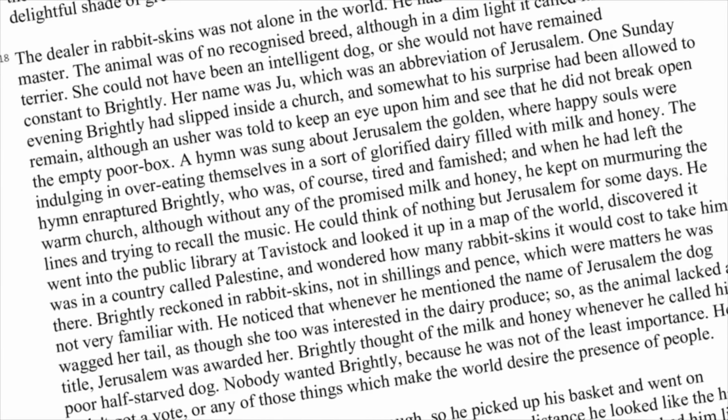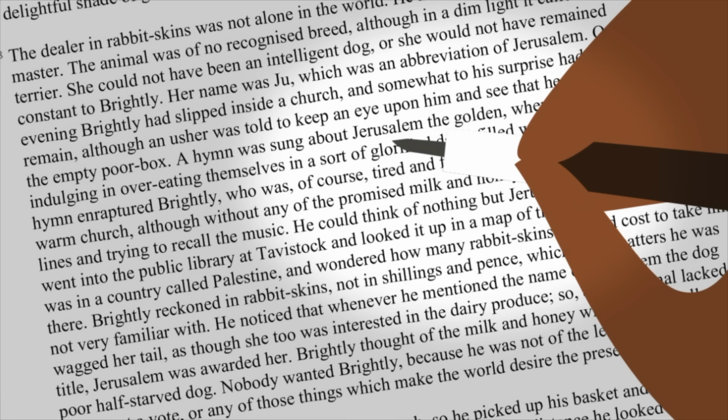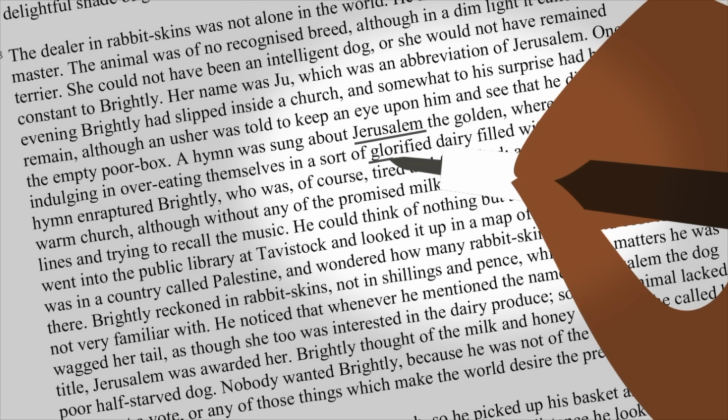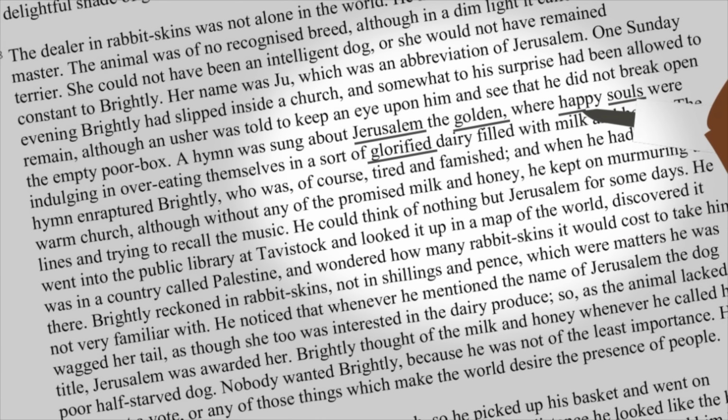And I might look at this sentence: a hymn was sung about Jerusalem the Golden, where happy souls were indulging in overeating themselves in a sort of glorified dairy filled with milk and honey. And I might pick out some of the language choices there which seem to suggest that positivity, the religious language of Jerusalem, souls, glorified, and perhaps the positive imagery from golden and happy. And those, of course, are just language examples, and it's not that you just look at language, but that's the sort of approach I would take.